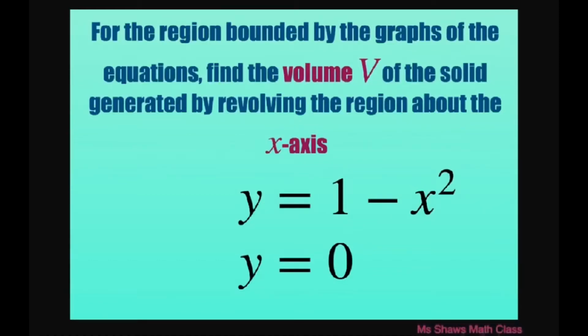For the region bounded by the graphs of the equations y equals 1 minus x squared and y equals 0, we're going to find the volume V of the solid generated by revolving the region about the x-axis.